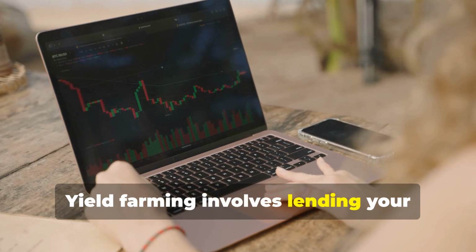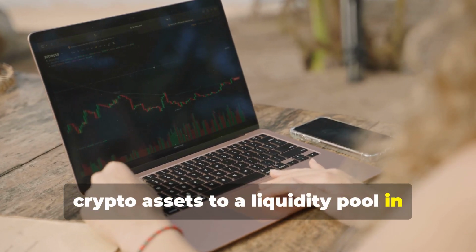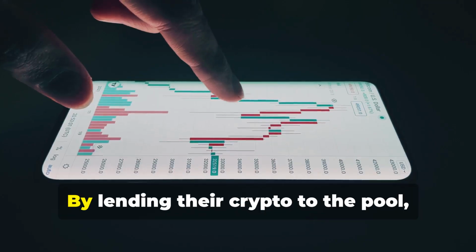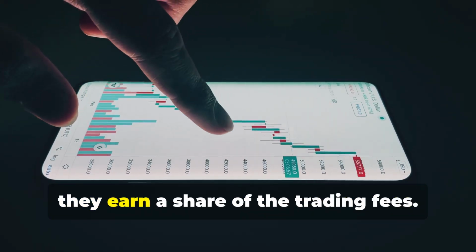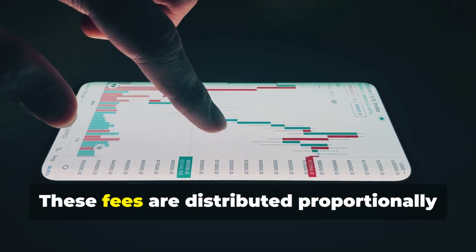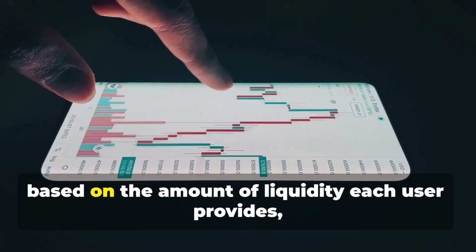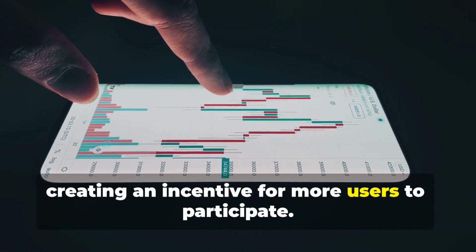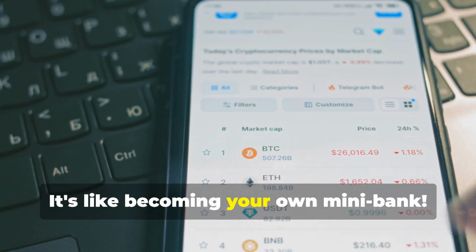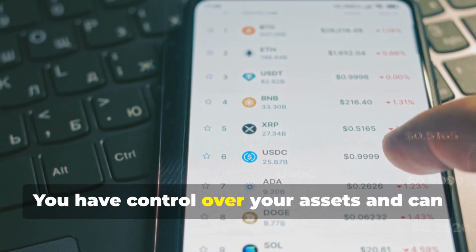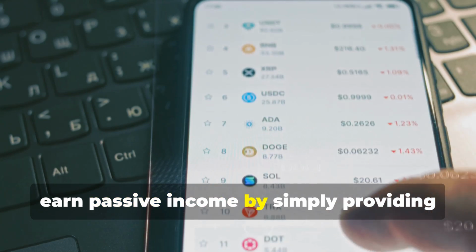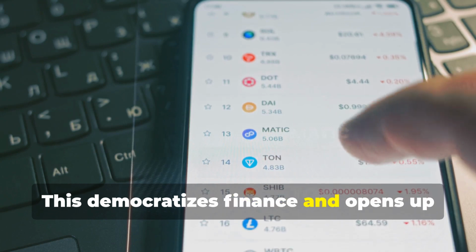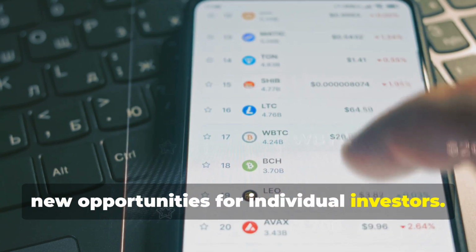Yield farming involves lending your crypto assets to a liquidity pool in exchange for rewards, usually in the form of additional cryptocurrency. By lending their crypto to the pool, they earn a share of the trading fees. These fees are distributed proportionally based on the amount of liquidity each user provides, creating an incentive for more users to participate. It's like becoming your own mini bank. You have control over your assets and can earn passive income by simply providing liquidity to the pool. This democratizes finance and opens up new opportunities for individual investors.